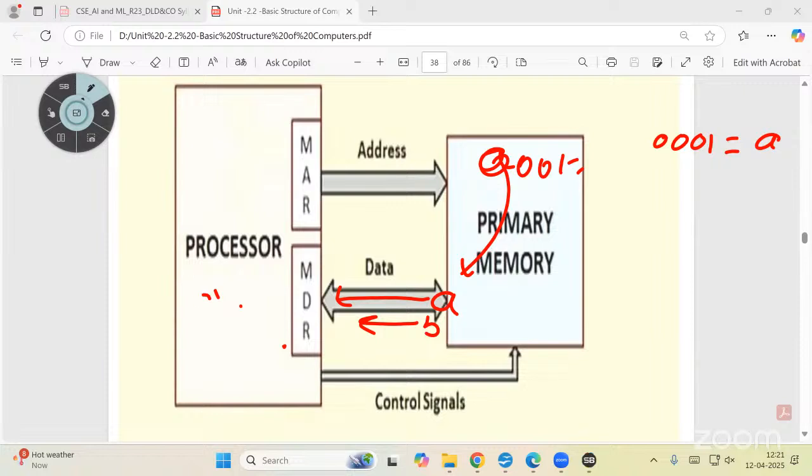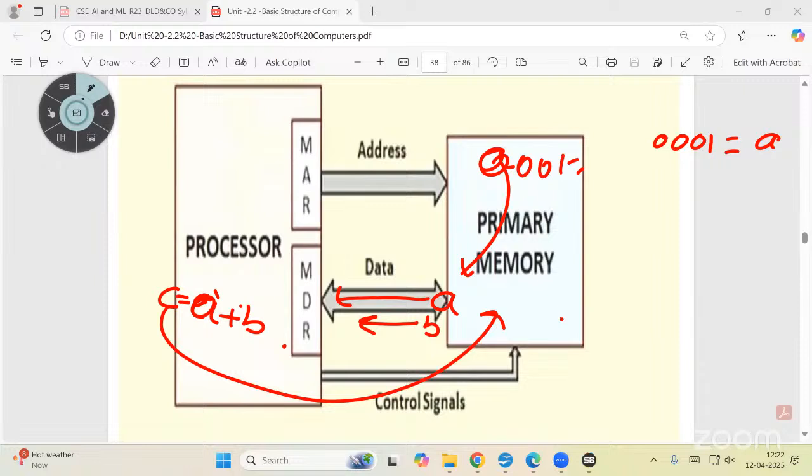Okay, now the processor is performing A plus B. After performing A plus B, the result C can be loaded into the memory device. So how many directions for the MDR? One is reading the data, the other one is writing the data, receiving and sending. So that's why the MDR is having two directions, reading direction and writing direction. Okay, so that is the MDR.